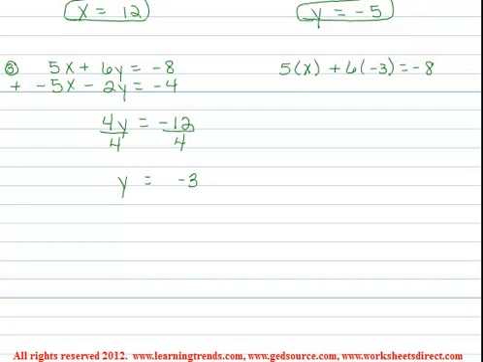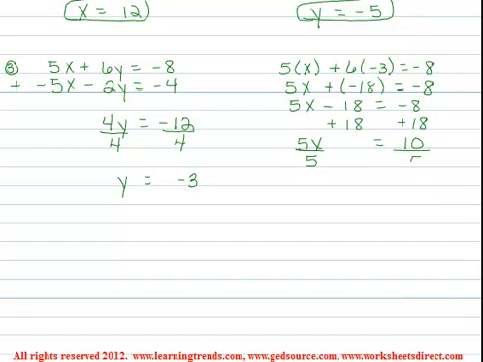5 times x is 5x, plus 6 times negative 3, which gives us a negative 18, and that equals a negative 8. We could rewrite this as 5x minus 18 equals a negative 8. So now let's add 18 to both sides. Carry down the 5x. So 5x equals, and negative 8 plus a positive 18 leaves us with a positive 10. Divide each side by 5, and x equals 2. So in our third example, we see that y equals a negative 3, and x equals 2.